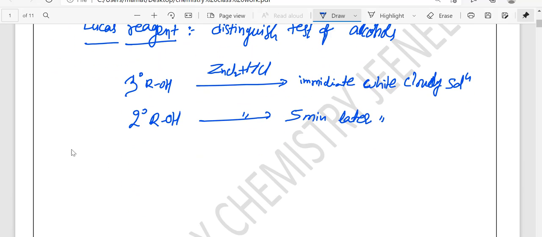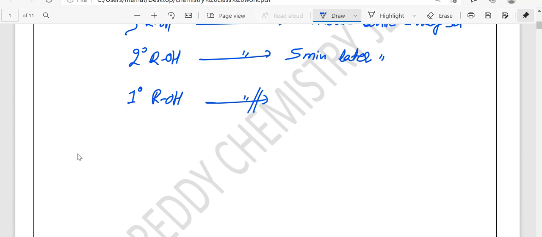Then the primary alcohols are not giving this reaction. If you heat it, after 1 hour it will give. Okay, this is the main distinguish test. Distinguish test means by physical observation you can identify which is the primary alcohol, which is the secondary alcohol, which is the tertiary alcohol.